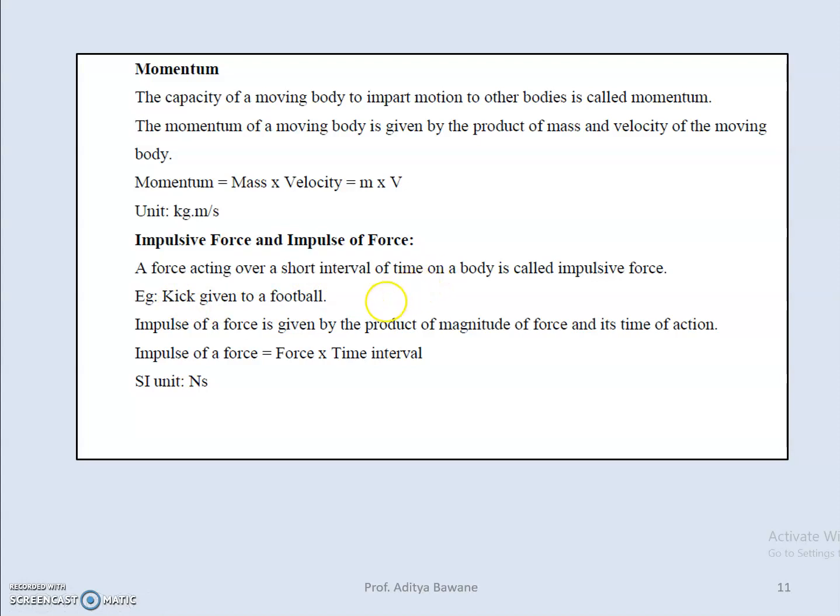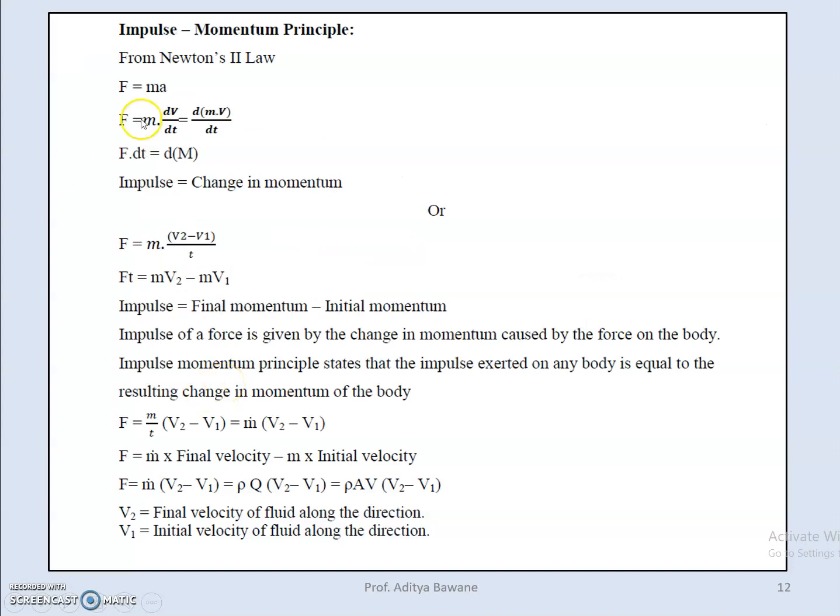For a short interval of time, if we are giving force to anything, that is impulsive force. And the second thing, impulse of force is given by the product of the magnitude of force and its time of action. So how much force and time interval is required to perform that action is nothing but impulse of force. SI unit: Newton second.